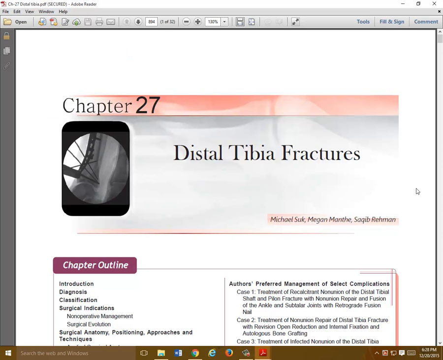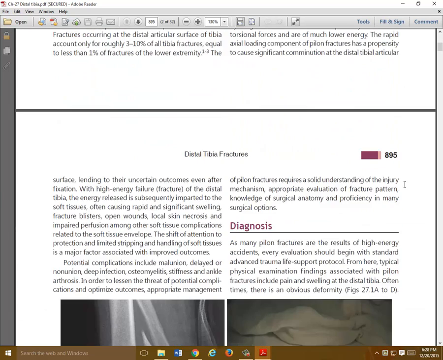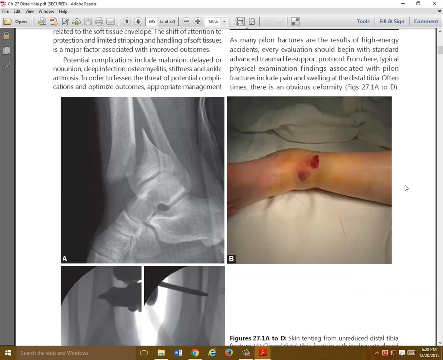So I'm going to review the two book chapters for this week's topic on tibial pilon and malleolar ankle fractures. Let's go through this chapter first. This is on distal tibia fractures and focusing more on the pilon fractures. So I think there are some good tips in this chapter worth reviewing.